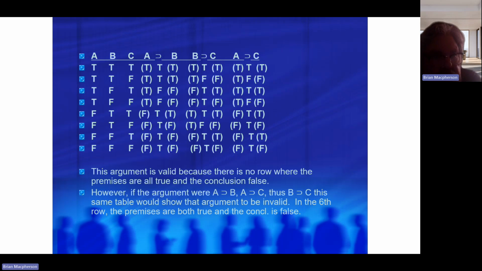There's a case where A, B, and C are all true. There's a case when A and B are true, but C is false, a case where A, C are true and B is false, a case where A is true and the other two are false, a case when A is false and the other two are true, a case where A and C are false, but B is true, a case where A and B are false and C is true, and a case where all three are false.